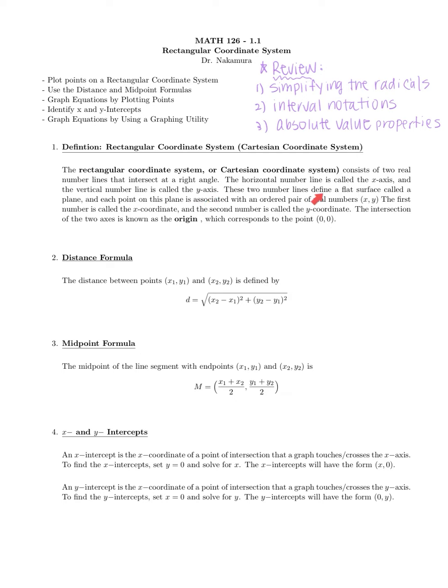These two number lines define a flat surface called a plane, and each point on this plane is associated with an ordered pair of real numbers, and we express that by (x, y) in parentheses. The first number is called the x-coordinate, and the second number is called the y-coordinate. The intersection of the two axes is known as the origin, which corresponds to the point (0, 0).